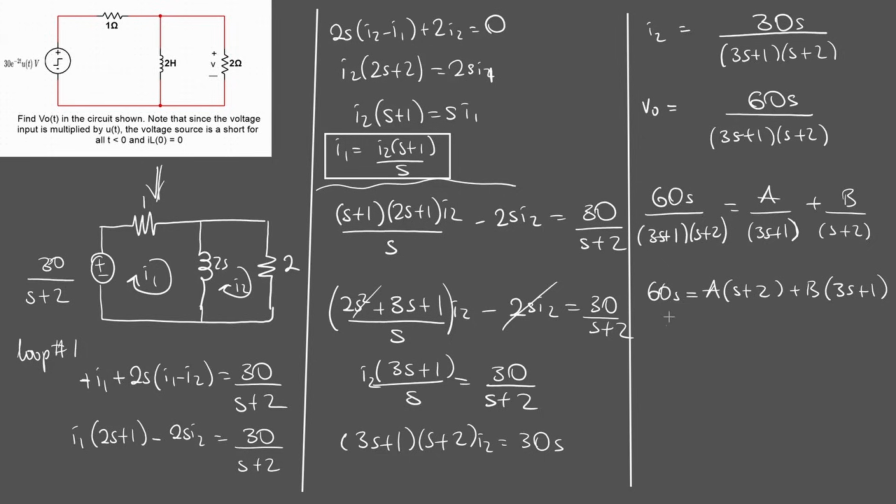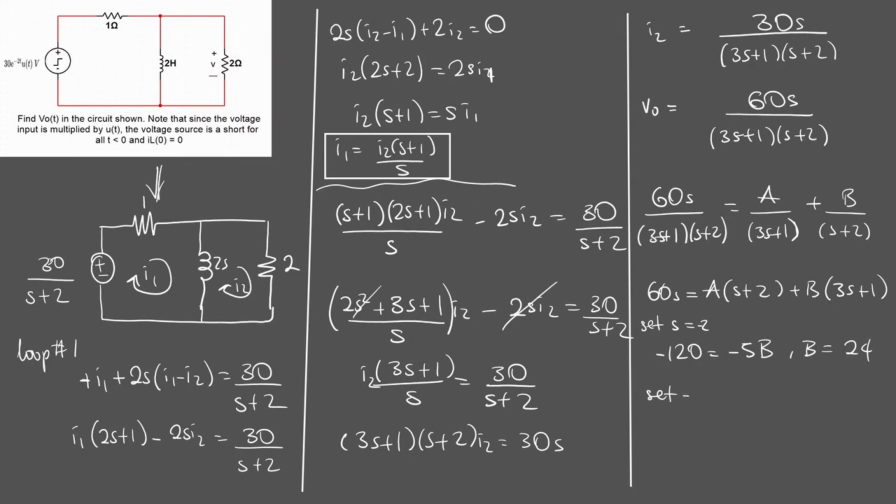Set s equals minus 2. So when you set s equal to negative 2, the coefficient of A tends to 0, so you can sneakily find a way to solve only for B. This times minus 2 is going to be minus 120. 3 times negative 2 is negative 6 plus 1, going to be minus 5B. So B is equal to 120 over 5, which is 24. Pardon me, that would have been a blunder.